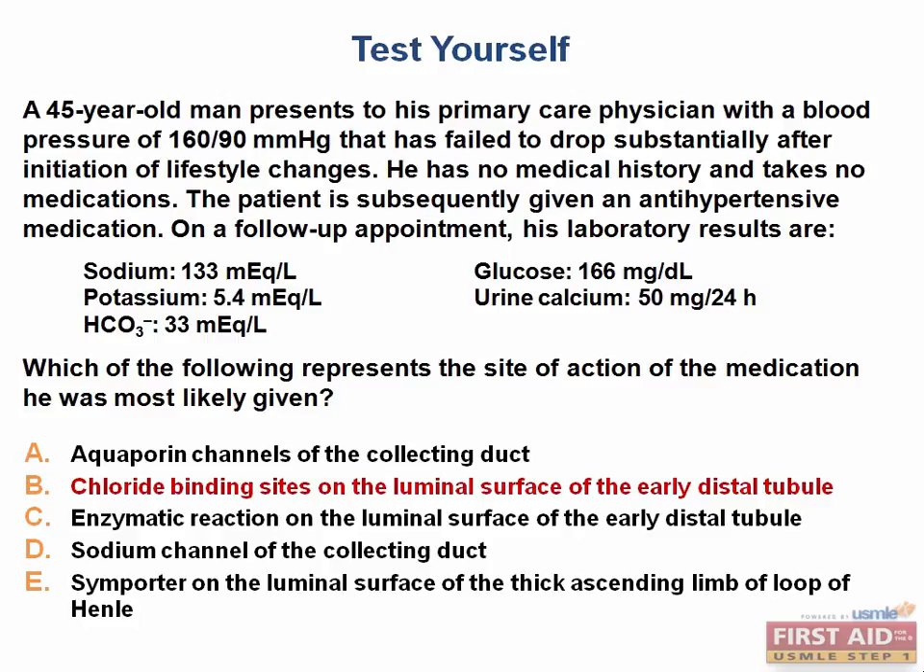The correct answer is B. This patient presents with metabolic alkalosis, hyperglycemia, and low urinary calcium excretion, which are common adverse effects of thiazide diuretics. Remember that thiazides inhibit the sodium chloride cotransporter on the luminal surface of the distal tubule by binding to the protein's chloride site. Great job!